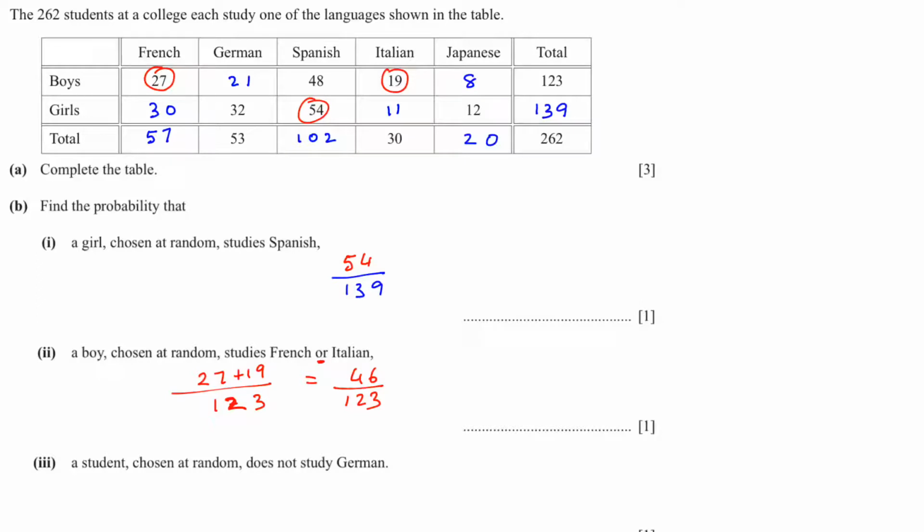Part 3. A student chosen at random does not study German. How many students study German? 53. So the rest don't study German. You can add 57 plus 102 plus 30 plus 20. That will give you 209 over the total number of students, which is 262.